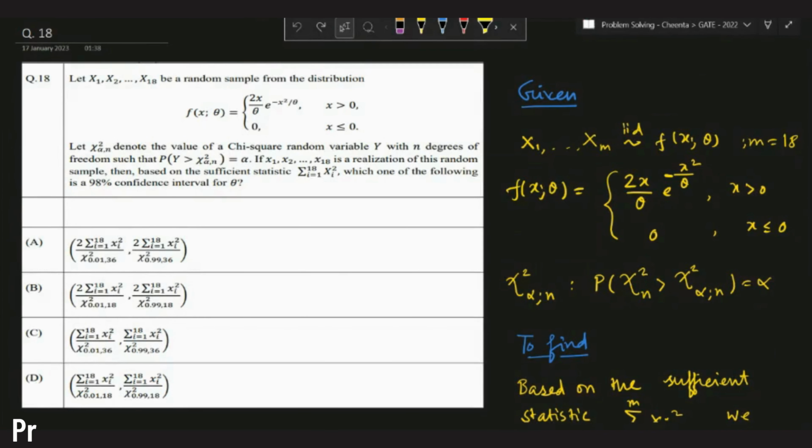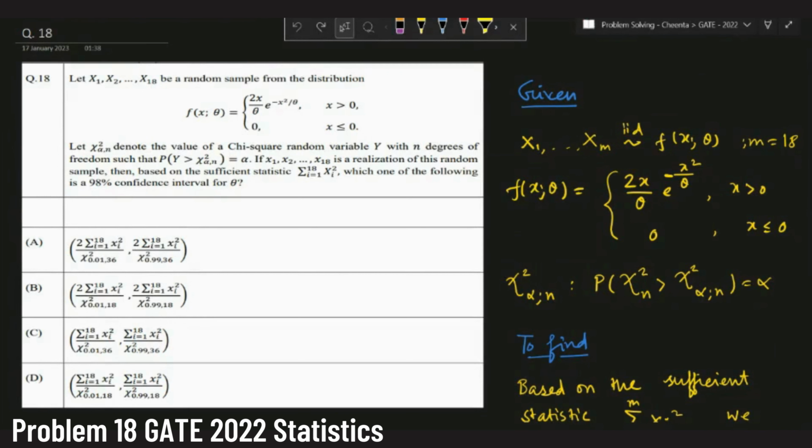Today we will solve problem number 18 of the GATE 2022 statistics paper. The problem says that X1, X2, ..., Xn is a random sample from this distribution, and chi-square alpha, n is denoted by the upper 100(1 minus alpha)th percentile of the chi-square n distribution, that is, the chi-square distribution with n degrees of freedom, and small x1 up to xn, that is n equal to 18, is a realization of this random sample. Then we have to find the 98% confidence interval of theta based on the sufficient statistic. So let us do the problem.